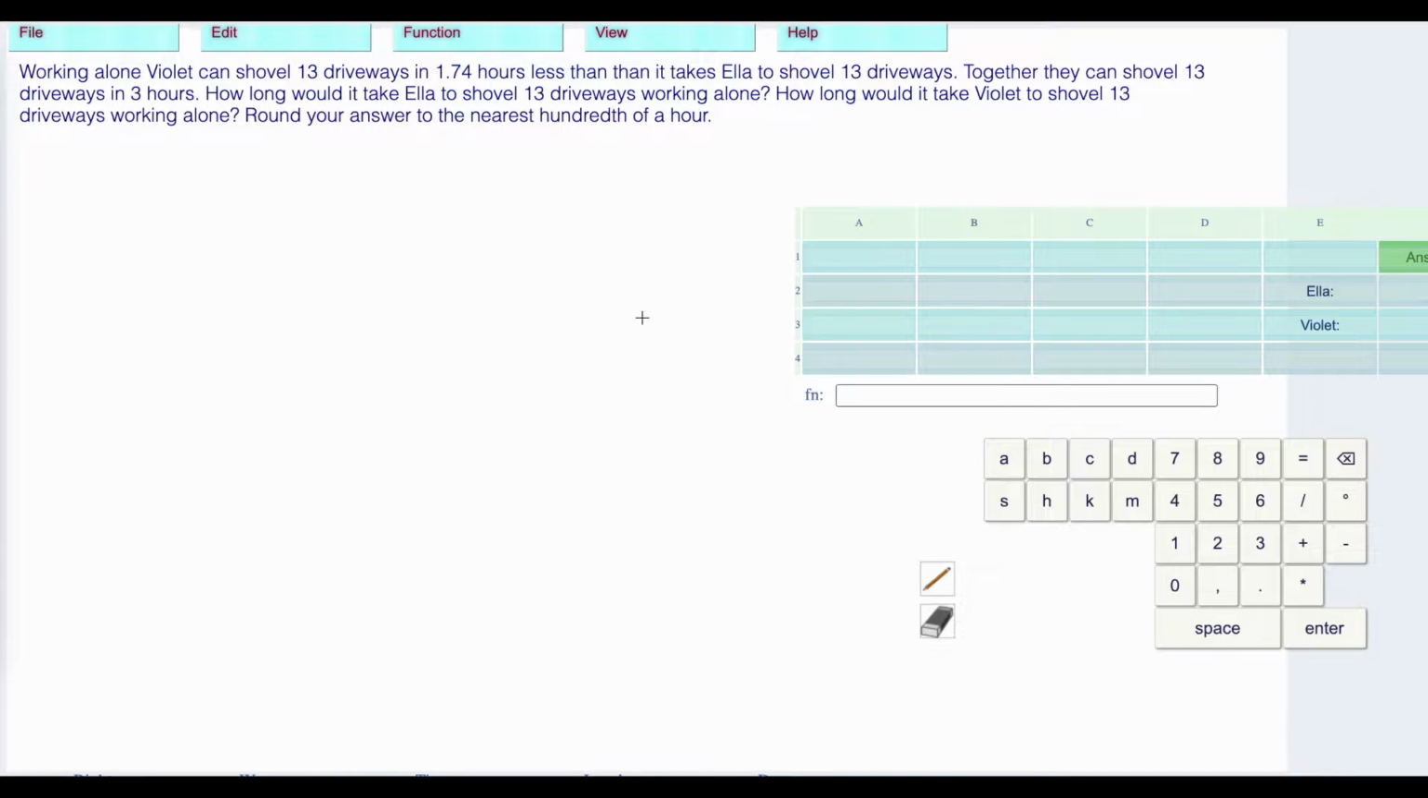Here's a level 9 question from Word Problems. Working alone, Violet can shovel 13 driveways in 1.74 hours less than it takes Ella to shovel 13 driveways. Together, they can shovel 13 driveways in 3 hours. How long would it take Ella to shovel 13 driveways working alone? How long would it take Violet to shovel the 13 driveways working alone? Round your answer to the nearest hundredth of an hour.